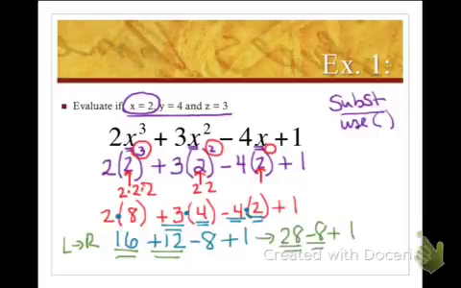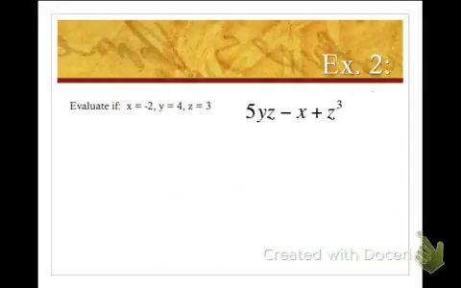28 take away 8 is 20. And 20 plus 1 is 21 for our final answer in that example. Remember in the previous class that many of you got caught on this left-to-right piece for just addition or subtraction, so make that your habit at this point in time.